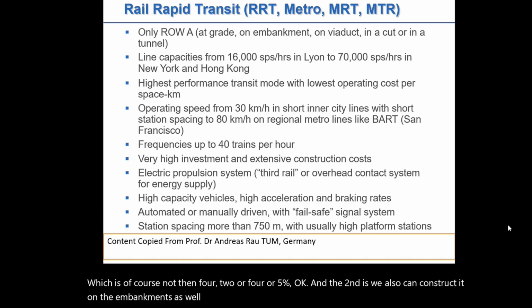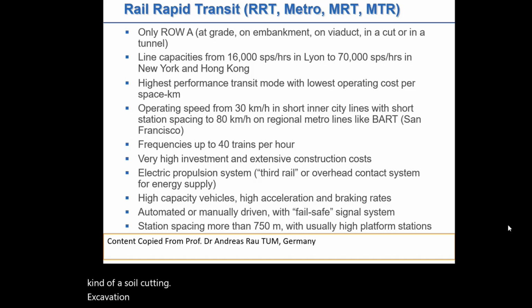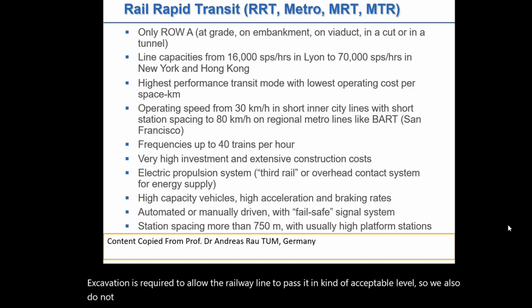So this is the construction which allows the railway line to pass at an acceptable level, and the gradient may be over low-lying ground. If a soil cutting or excavation is required to allow the railway line to pass at an acceptable level, we do not go back on that either. So we also come up with that type of solution, if we need to pass the railway line over a viaduct.